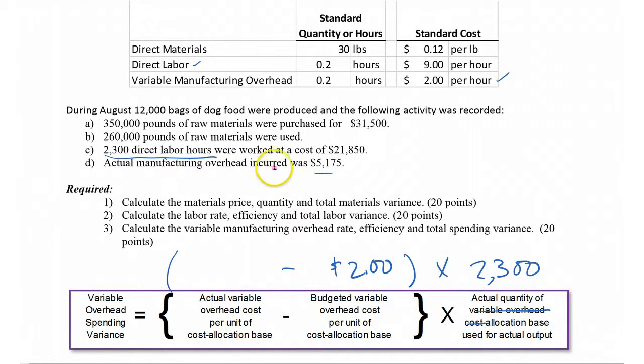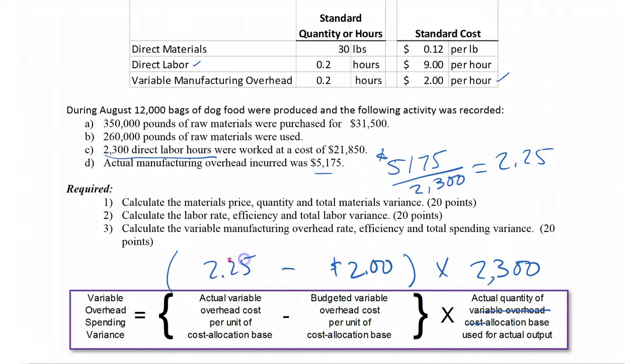We know the actual manufacturing overhead was 5,175. We know the actual hours of allocation base was 2,300. So you divide that and you get 2.25. So the actual cost is $2.25 per direct labor hour. Now, this is going to give us an unfavorable variance because the actual cost is higher than the standard cost. So that 25 cents times 2,300 hours gives us a $575 unfavorable spending variance.